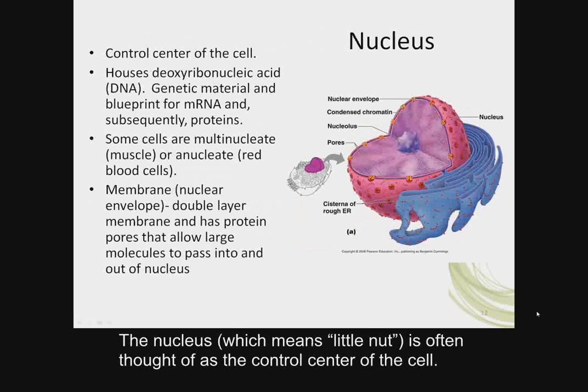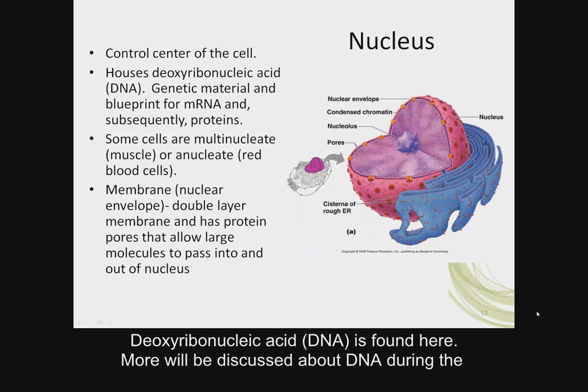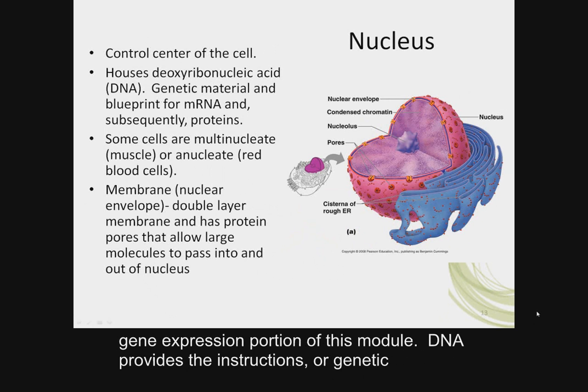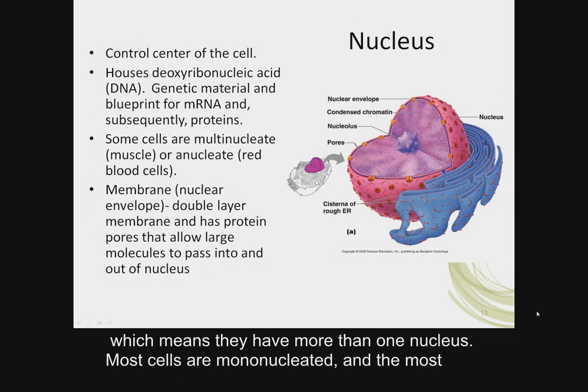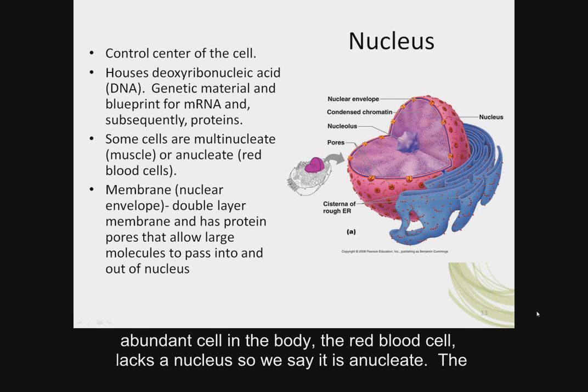The nucleus, which means little nut, is often thought of as the control center of the cell. Deoxyribonucleic acid, or DNA, is found here. More will be discussed about DNA during the gene expression portion of this module. DNA provides the instructions or genetic blueprint for your proteins. Some cells, such as skeletal muscle, are multinucleated, which means they have more than one nucleus. Most cells are mononucleated, and the most abundant cell in the body, the red blood cell, lacks a nucleus, so we say it is anucleate.